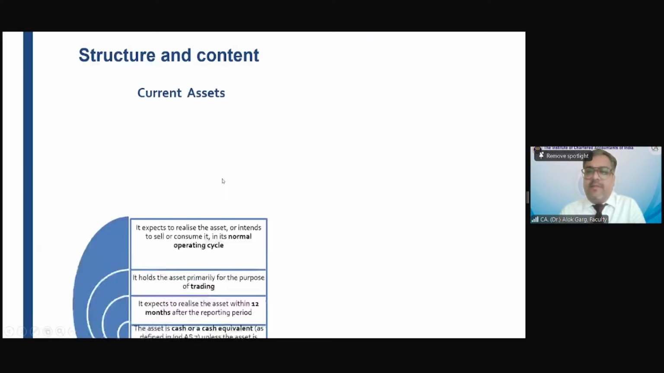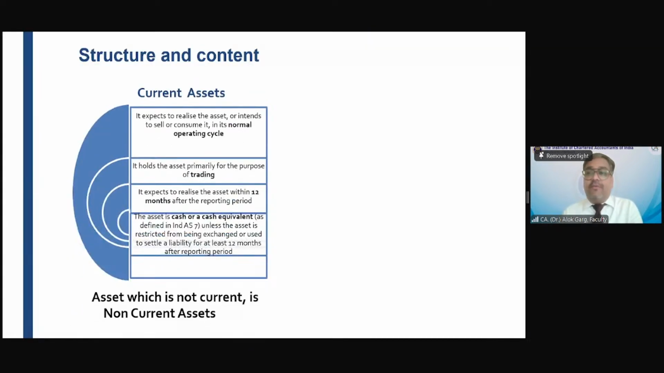Yes. So what is the definition of a non-current asset? Very simple definition. An asset which is not a current asset is a non-current asset. But what is the definition of a current asset? First of all, let's understand this definition.